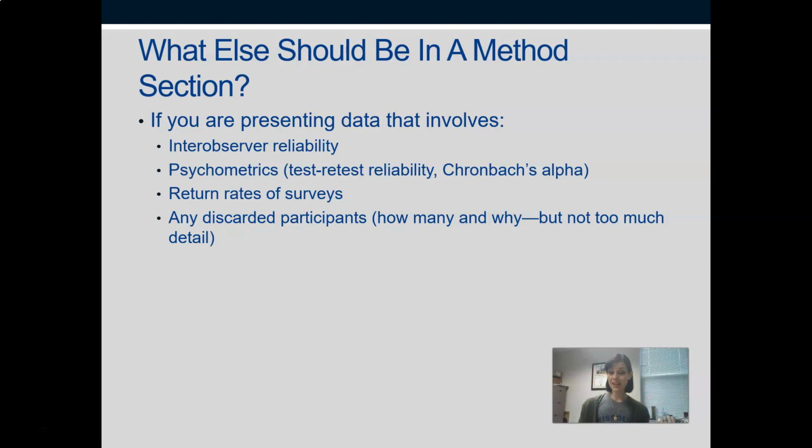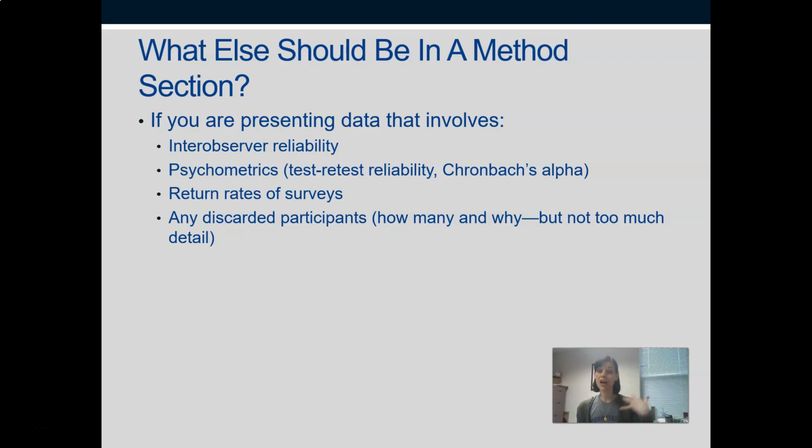If you're presenting data, if you're doing an observational study, that should include inter-observer reliability measures. You want to make sure that your audience knows that you had raters, and they agree with each other. Any psychometrics, including things like test-retest reliability, any Cronbach's alpha to make sure that your questions fit and are consistent with other measures of the same type.